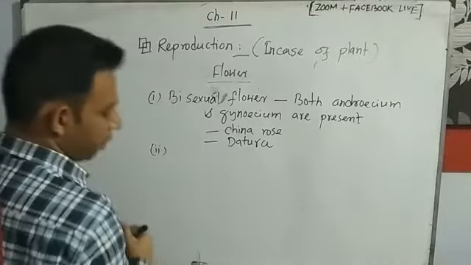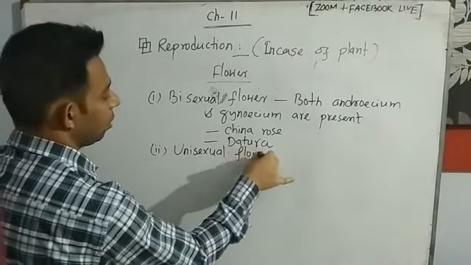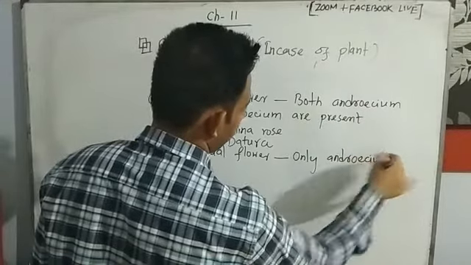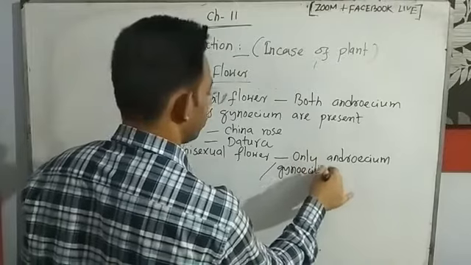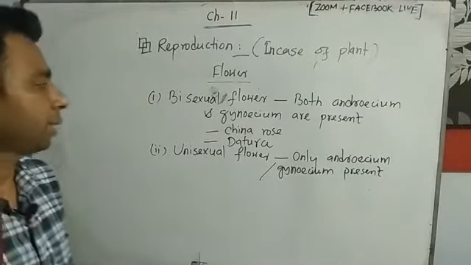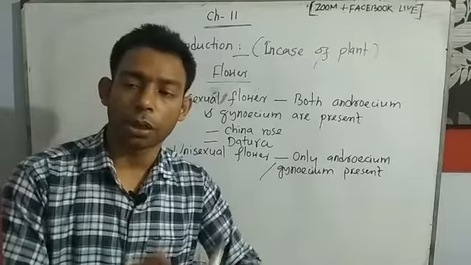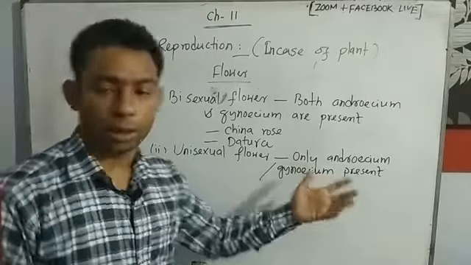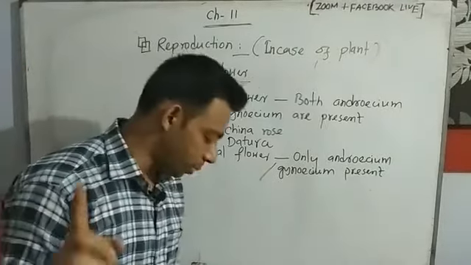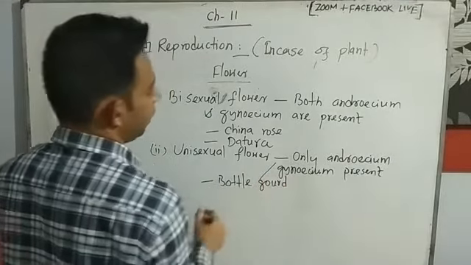And the second category, unisexual flower: only androecium or gynoecium is present. Only androecium or gynoecium, any single one of them, is present inside the flower. We know the flower types, and we know the drawing figure of the flower parts. After this point I will draw the figure, which will be better for seeing and understanding. Only one of androecium or gynoecium will be present there. Same examples we can say are bottle gourd and pumpkin.